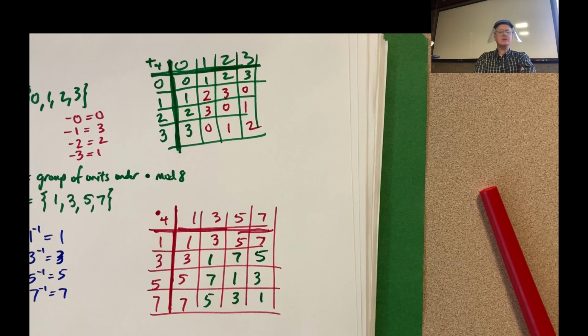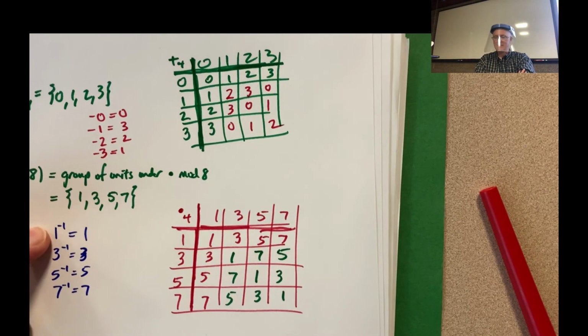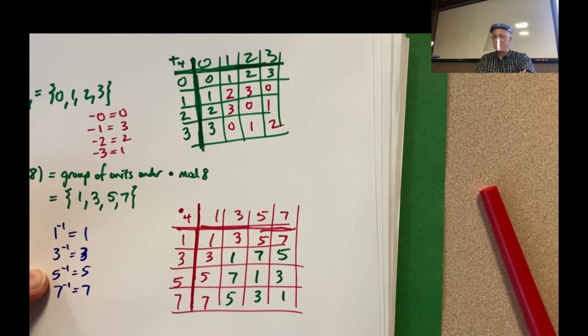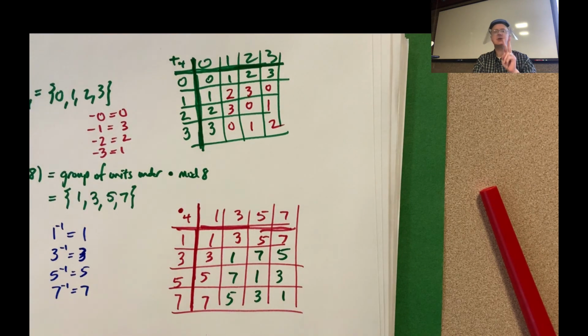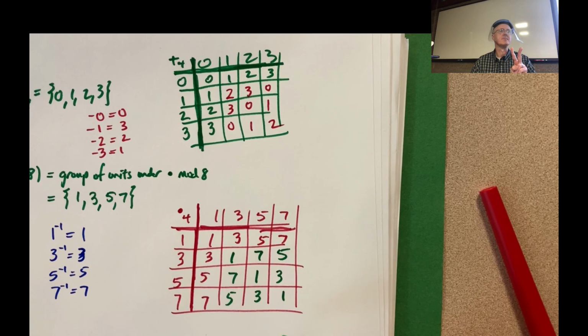And there's no way you can rearrange the order of these elements on this table here to make the pattern match this table. It's not possible because every element is its own inverse in this group, whereas that's not true in this one. There's no way you'd be able to rearrange it to match the same structure. So we have at least two groups of order 4 that are not isomorphic.